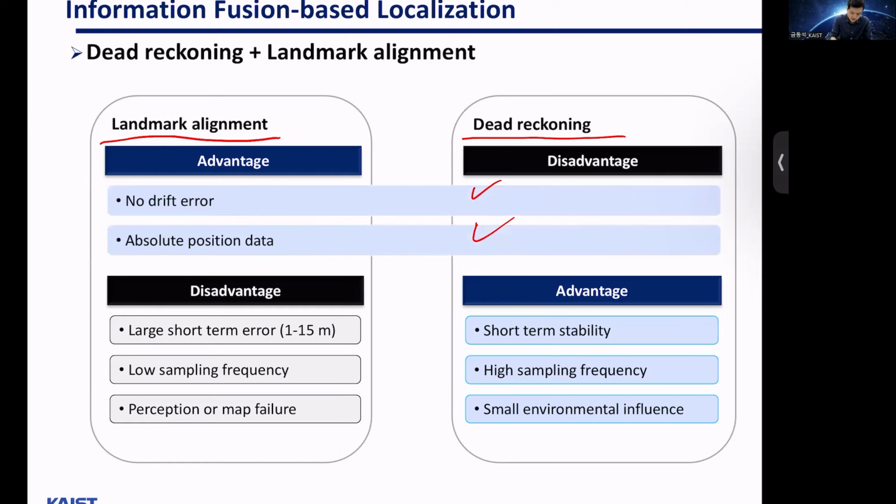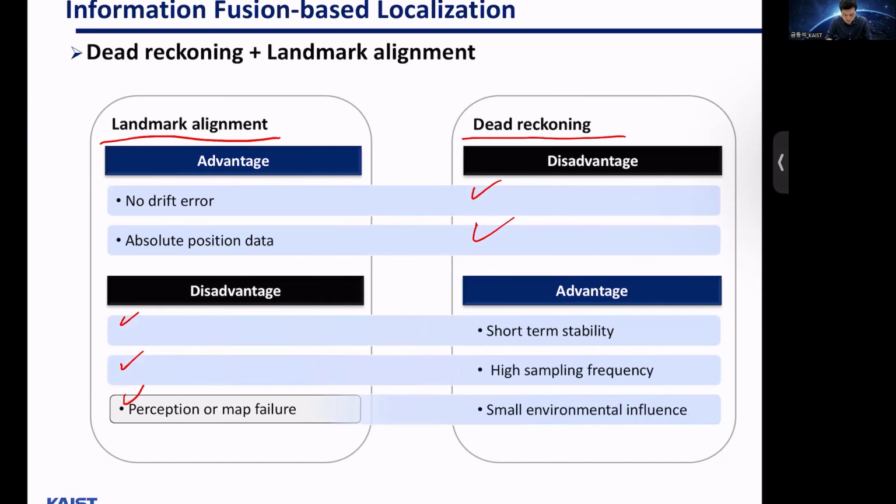And then by using dead reckoning, we can remove these problems also. So by fusing these two approaches and information, we can get away with problems that are present if you just stick to one of these two approaches. So we should use both information.